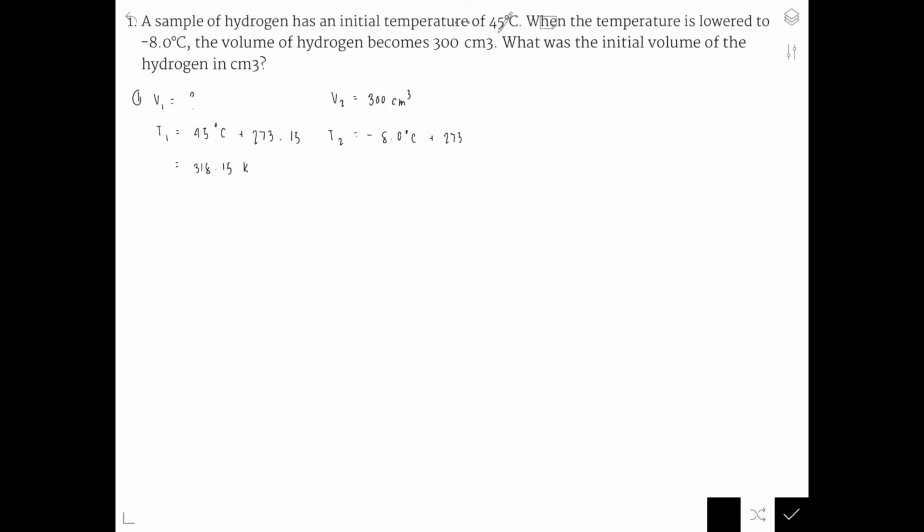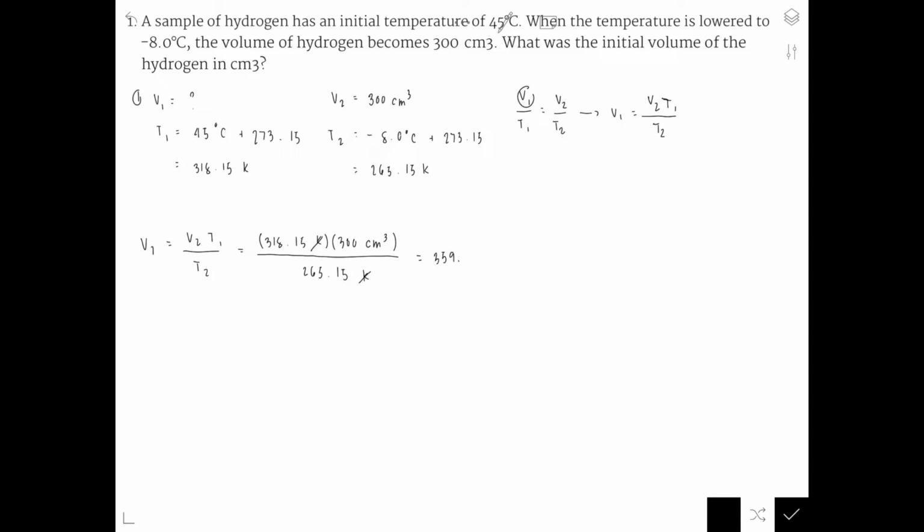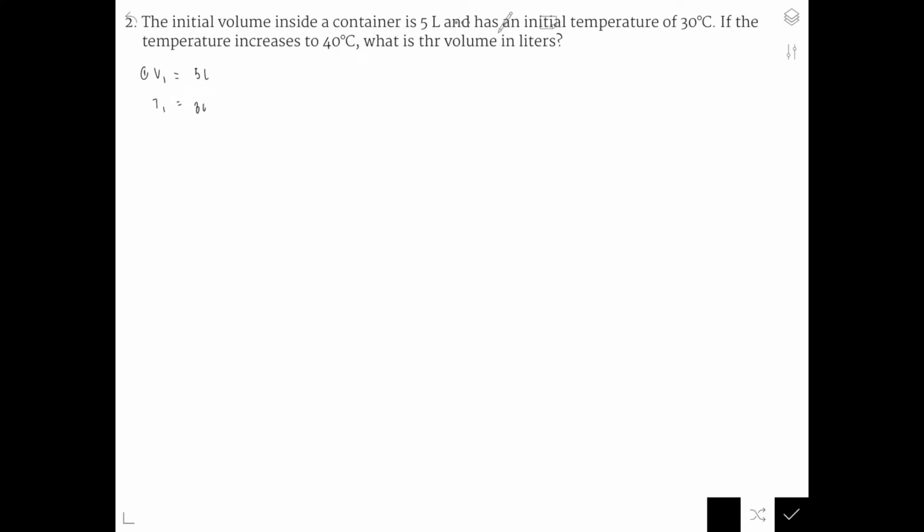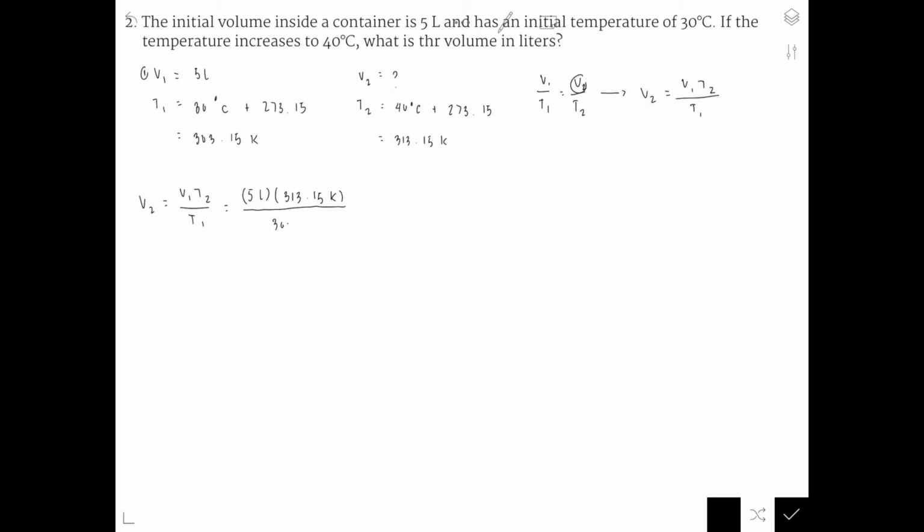Like the process we did earlier, we must first list the given values and derive the formula. We can expect the answer of initial volume is more than the final volume since its temperature is higher. For question 2, the 5-liter volume has a 30 degrees Celsius temperature. Since temperature is increased to 40 degrees, we can expect the final volume to increase since V and T are directly proportional to each other. The final answer is 5.1 or 5 liters.